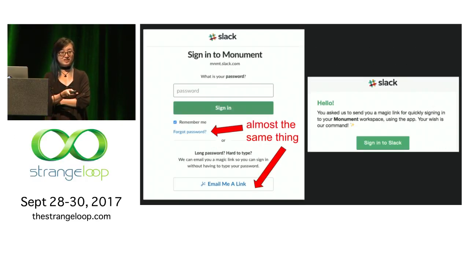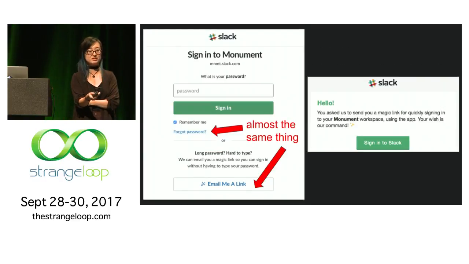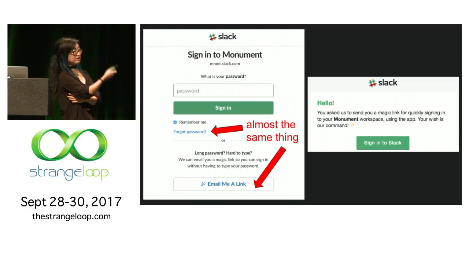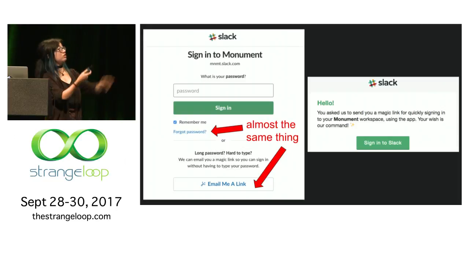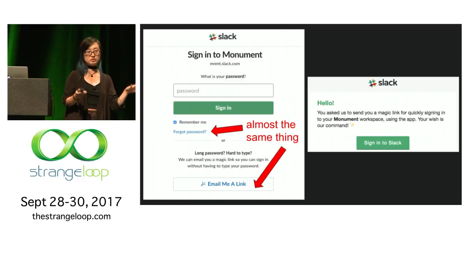And so Slack actually took this idea and turned it into a first-class login option, which you've probably seen. It's called Magic Links. This is from the Slack web app, desktop app, and it has the sign-in box, and it has two options: forgot password, or is your password too long to type? Email me a link. Amazingly, these are pretty much the same thing.